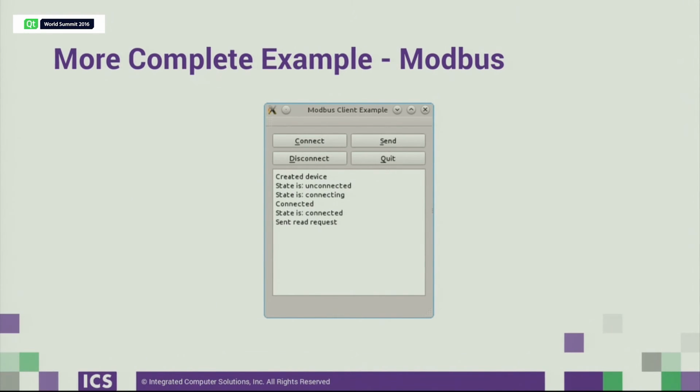I'll give a link later to that if you want to look at the code. To test it, you need a server or slave to connect to, and that's one of the examples that the Qt Serial Bus module provides. So you can run this with that example Modbus slave application.